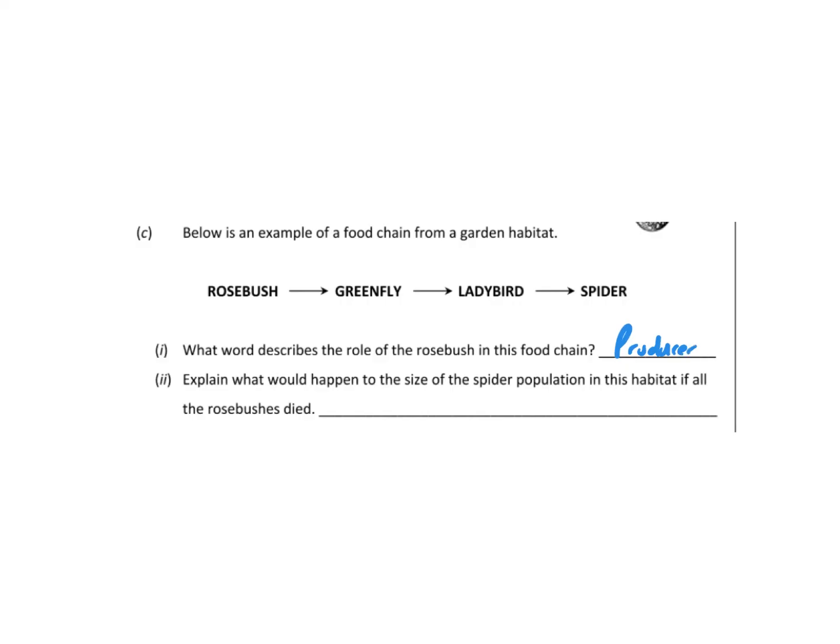That's our producer. Explain what would happen to the size of the spider population in this habitat if all of the rose bushes died. Well, most likely it's going to decrease. And why is that? Well, if the number of rose bushes went down, or was to fall because they died, the green flies are going to run out of a food source. Okay, so they're not going to be able to eat as much if they were totally reliant on that, so they could die off. That means the ladybirds could die off because their food source is dying off. And if the ladybirds are dying off, that means the spider is going to have reduced food sources, so they would most likely decrease as well.